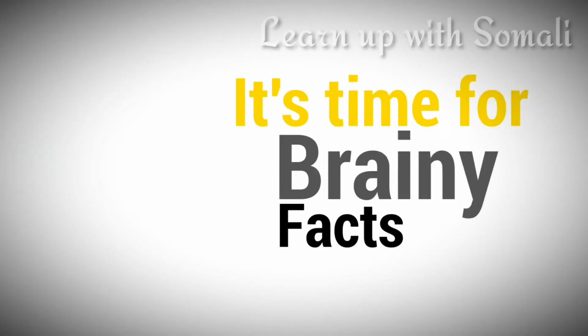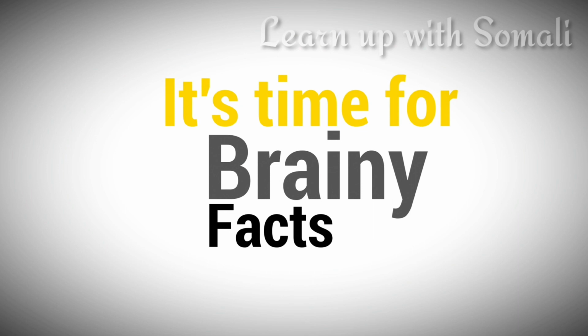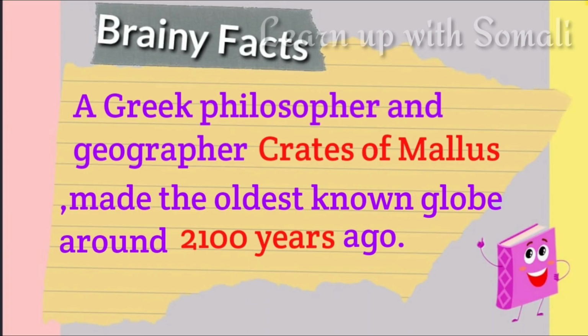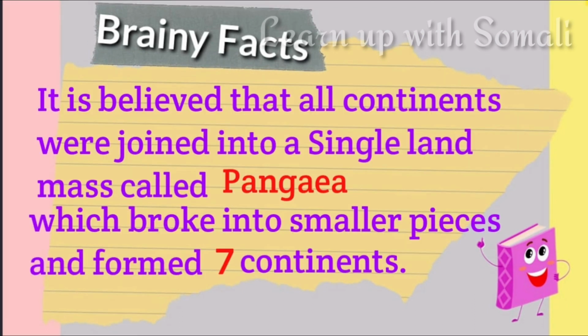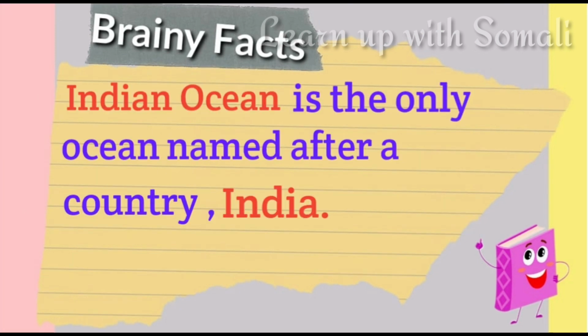Now, my dear kids, it's time for Brainy Facts. A Greek philosopher and geographer, Crates of Mallus, made the oldest known globe around 2100 years ago. A book of maps is called an atlas. It is believed that all continents were joined into a single landmass called Pangaea, which broke into smaller pieces and formed 7 continents. You will be surprised to hear that the Indian Ocean is the only ocean which is named after the country India.